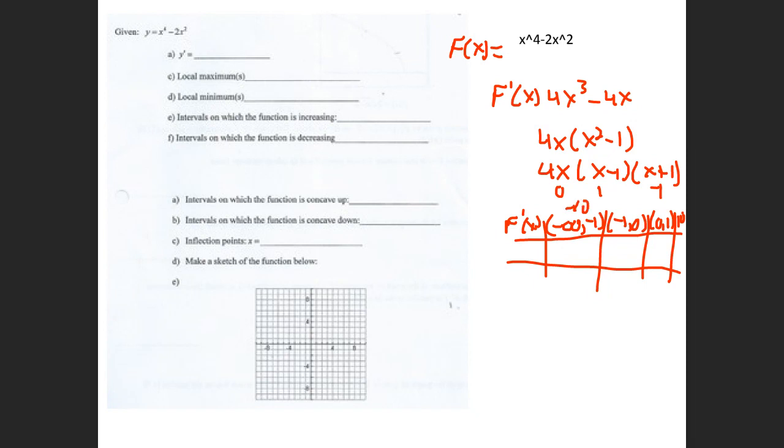If I take negative 10, I find that 4 times negative 10 is negative. Negative 10 is negative, negative 10 plus 1 is negative. So negative times negative times negative is definitely negative. I know it's decreasing here. Negative 1 to 0, I might use negative 1/2. So that would give me negative here. Negative 1/2 minus 1 is negative, and negative 1/2 plus 1 is positive. So I've got negative, negative, positive, which is positive, so it's increasing here.